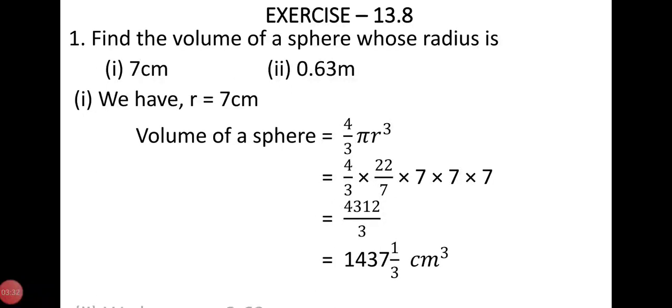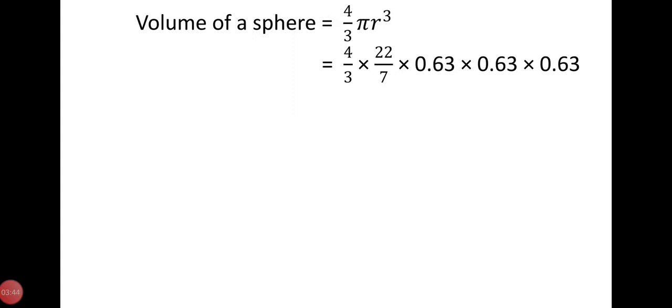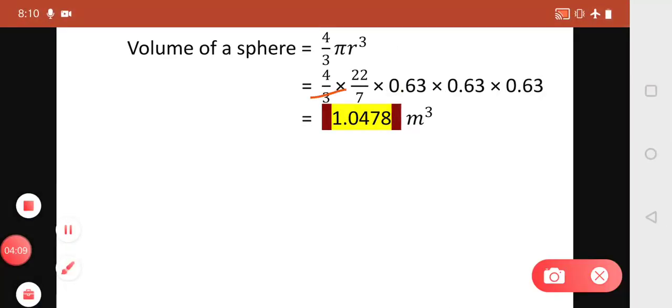For solution of number 2, radius is given as 0.63 meter. Again, volume of a sphere equals 4 upon 3 pi r cube. Inserting the values, equals 4 upon 3 into 22 upon 7 into 0.63 into 0.63 into 0.63. On further calculation, you can cut 7 and 63, and you can also cut 6 and another 63, and then multiplying the remaining product, we will get 1.0478 cubic meter. Here you can cut, 3 ones are 3, like this, 0.21.